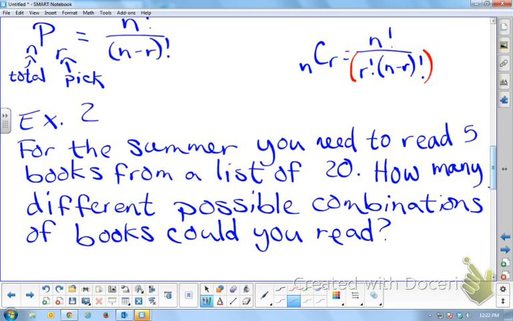Is it a difference reading A Tale of Two Cities before The Stranger, or does it not matter what order you read them in? So if you think about it, it doesn't matter what order we read them in, because as long as we get them done before the end of the summer, we're good. This would be a combination.